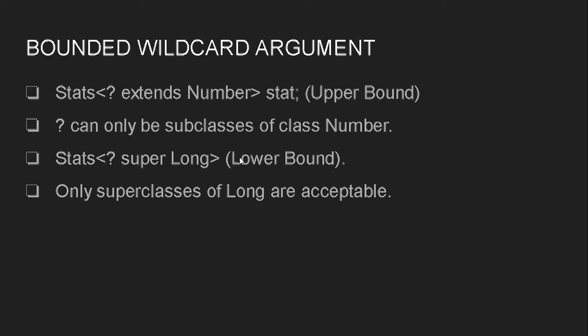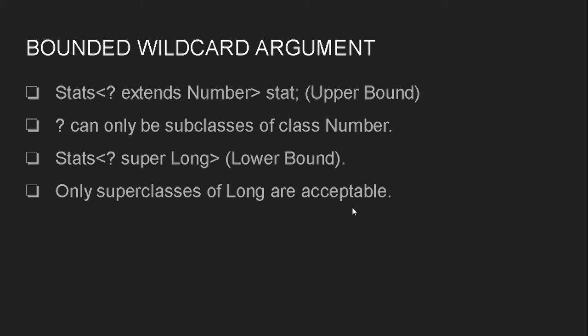And in much the same manner, if you look at the third point here, stats question mark super long. So this particular question mark super long is a kind of lower bound. Long is the lower bound actually here. In question mark extends number, number was the upper bound, but here long is the lower bound. Only super classes of long are acceptable.